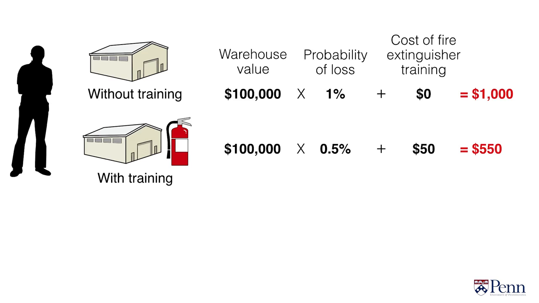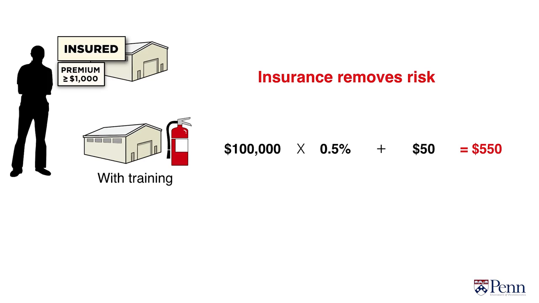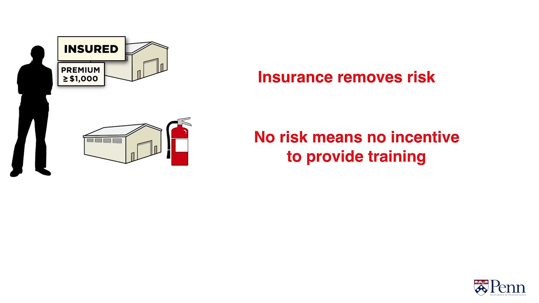Now assume that the owner can buy property insurance and that the insurance company cannot observe, verify, or force the owner to provide fire prevention training. Since the expected loss is $1,000, the insurer would charge the owner a premium of no less than $1,000. Our risk-averse owner is thrilled, as he is no longer exposed to risk. Even in a case of a fire, the insurer will pay the owner $100,000, the original value of the warehouse. But notice that with no risk, there is no incentive to provide fire prevention training.